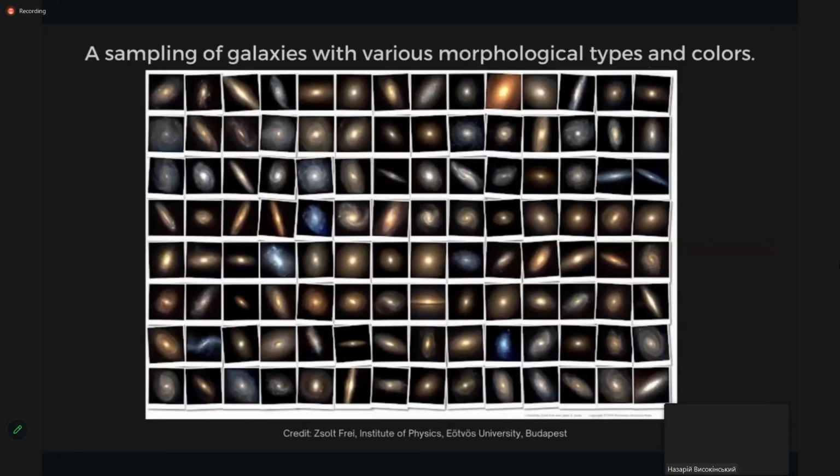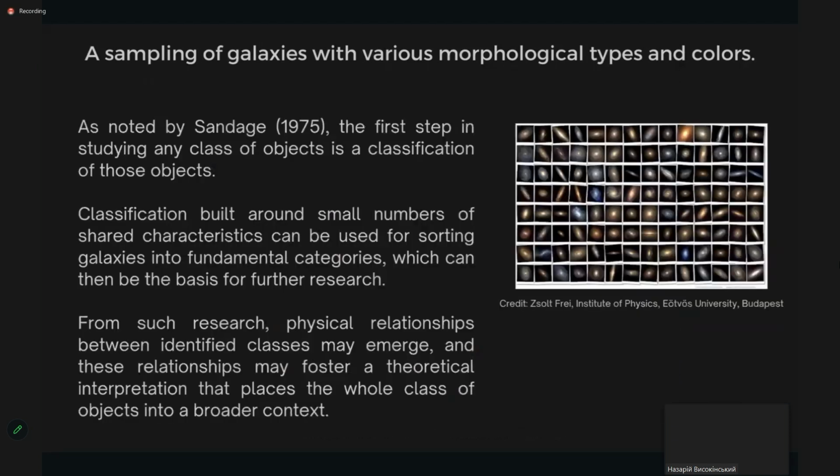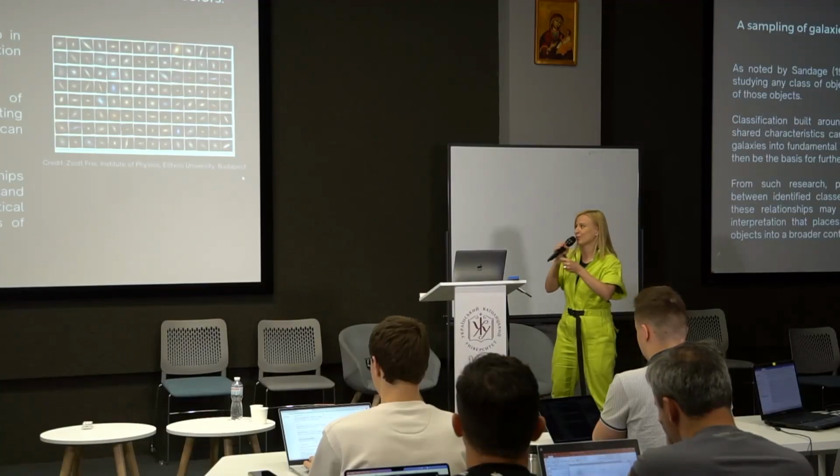And closer to the next slide, about different galaxies. Here you can see the different shapes, different morphological types of galaxies. As they say, the first step when you want to learn any subject should be to work with its classification. Because when you classify some object, you can find some features of this object, and next time work with these features to understand more exactly the physics of this object.